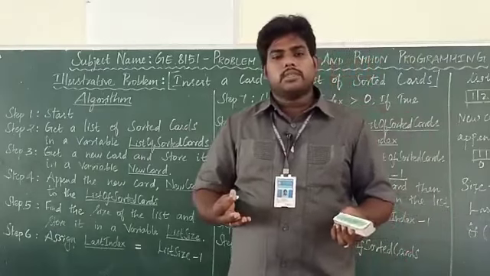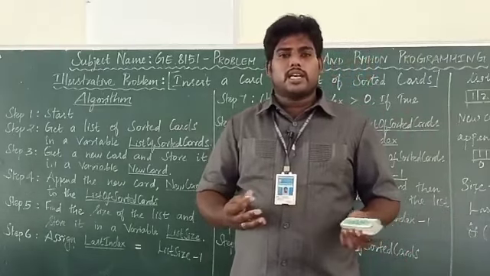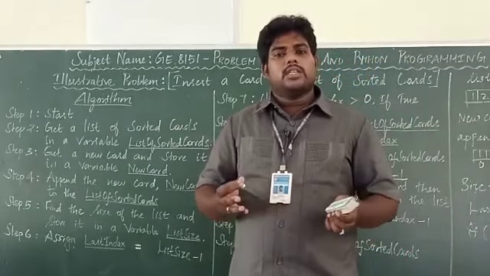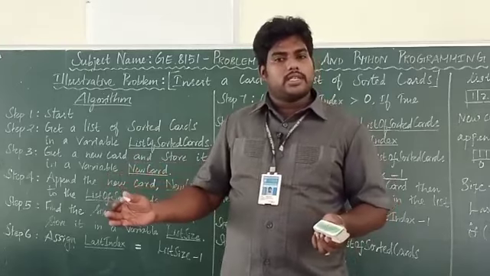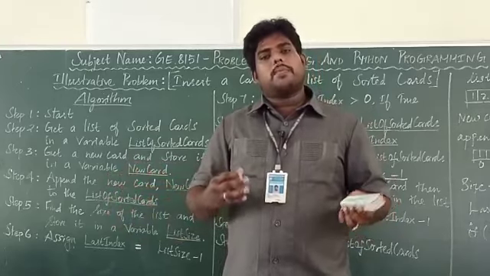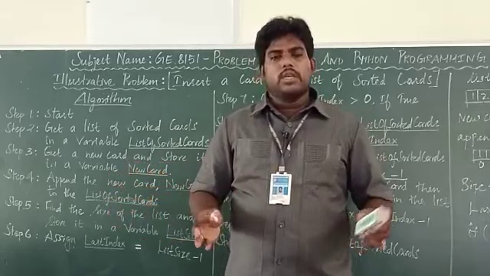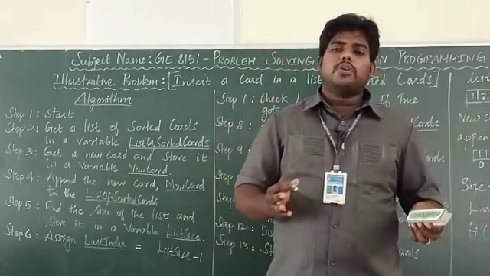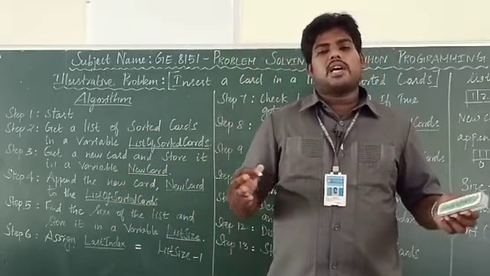Those who are known to play card games will know: you have to arrange the cards, right? Like king, queen, then 10, 9, like that you have to arrange them. If you don't know how to play cards, it's not an issue. Just think about it as arranging a list of numbers.